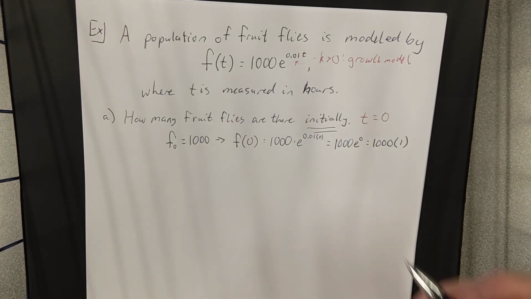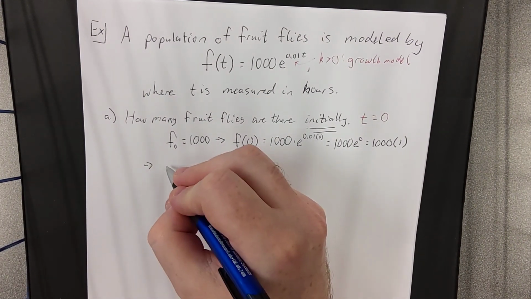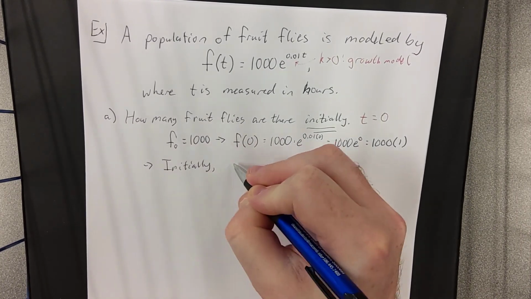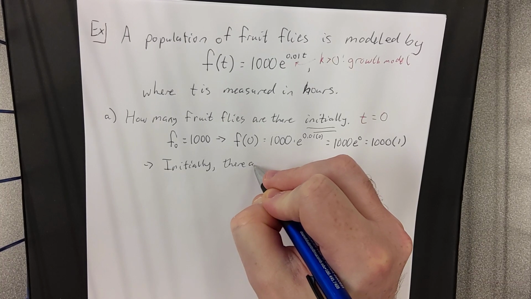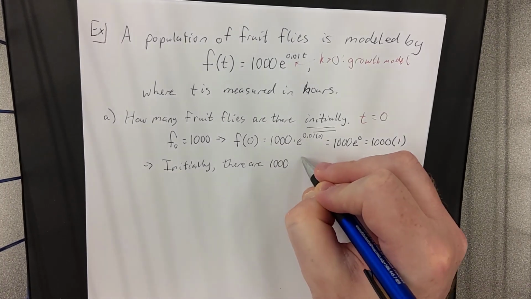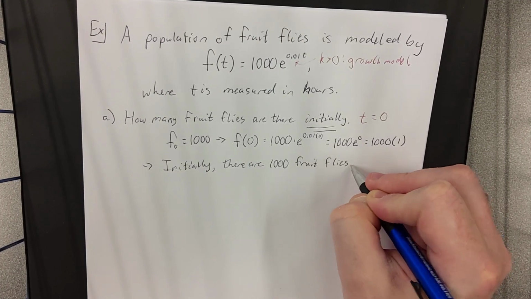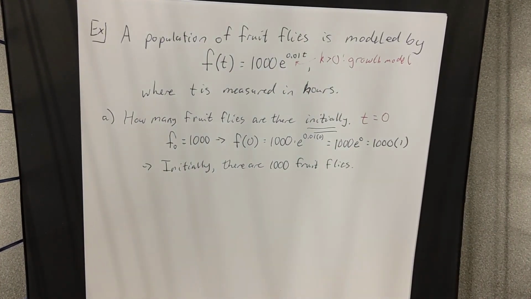So the interpretation that we can give to this: initially there are 1000 fruit flies. Good.